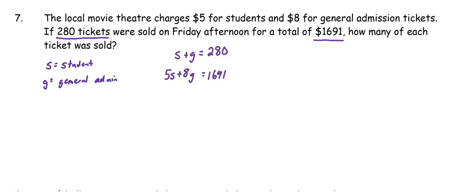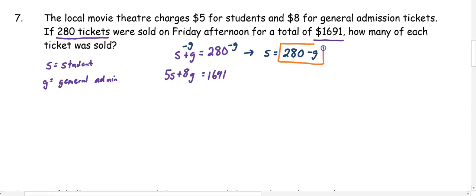So now I need to get a variable by itself. So I have both S and G here. I'm going to subtract G from both sides to get S by itself. So S equals 280 minus G. Now that I have S by itself, I can box what S is equal to and box S in the other equation. So now I'm going to substitute. I'm replacing S with 280 minus G. So I get 5 times 280 minus G plus 8G equals 1,691.